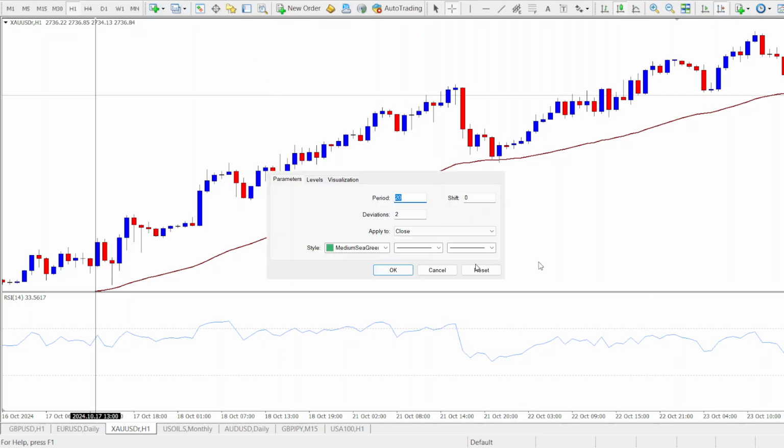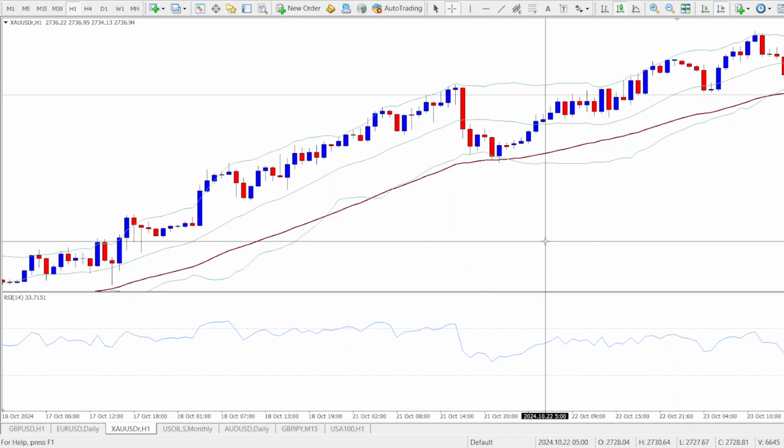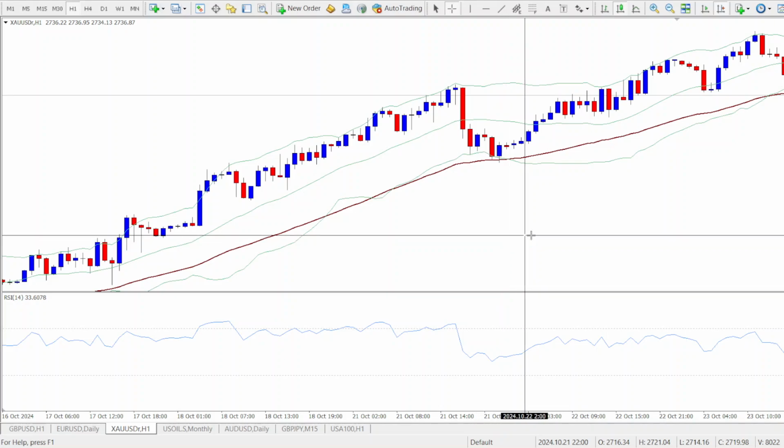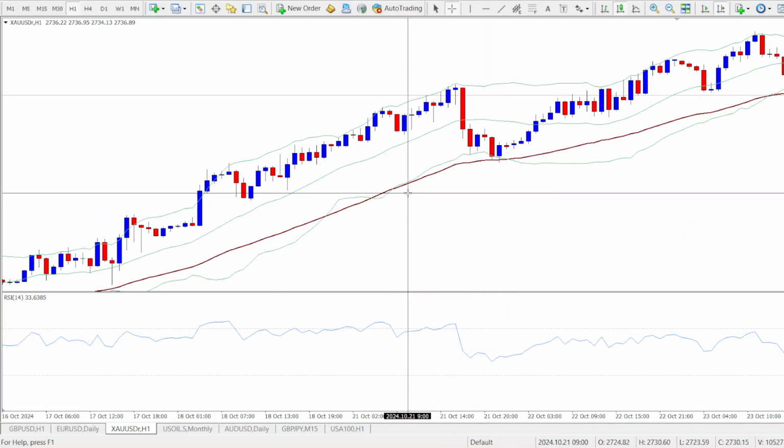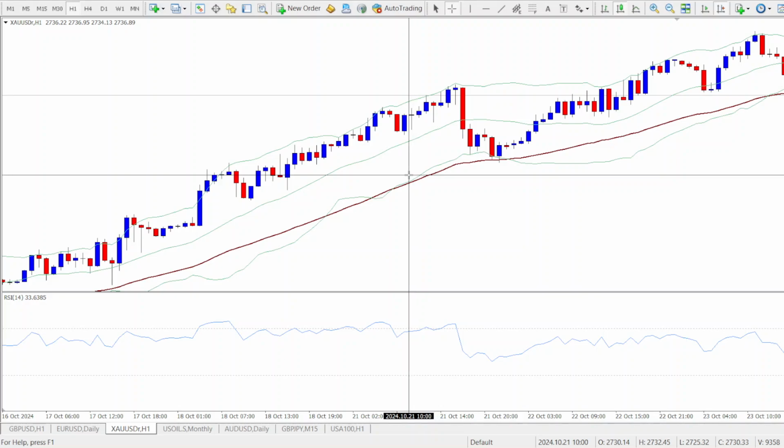Now, let's talk Bollinger Bands. This indicator shows you market volatility with a central moving average line flanked by two bands.